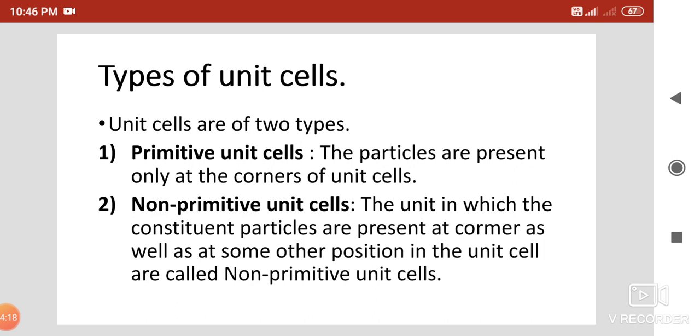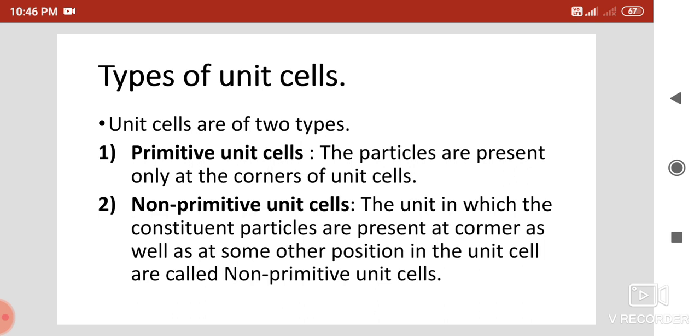Now let us see the types of unit cells. Basically, unit cells are of two types: primitive unit cells and non-primitive unit cells. In primitive unit cells, the particles are present only at the corners of the unit cell.